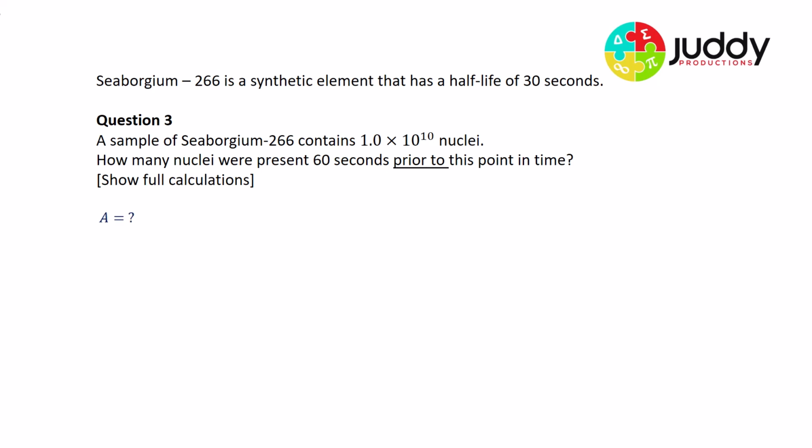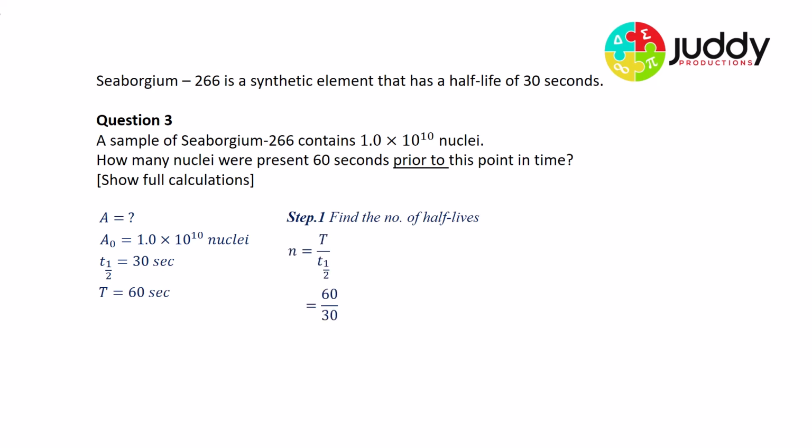So yet again, we want to work out an amount. In this case, it's the number of nuclei. The original number of nuclei was 1.0 by 10 to the 10. The half-life, as we know, is 30 seconds. And the total time here is 60 seconds. So let's find the number of half-lives. So we know that 30 will divide into 60 exactly 2 times. So this represents a duration of 2 half-lives.